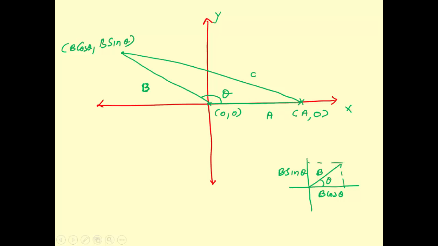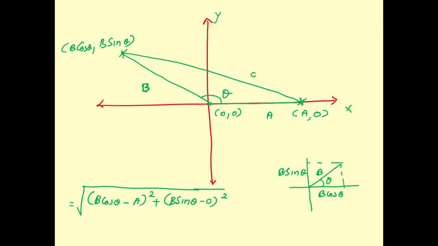Now, if I elaborate simply, I want to find the length of the vector C. I can use the distance formula, that is root of (B cos theta minus A) the whole square plus (B sin theta minus 0) the whole square. It's called the distance formula.